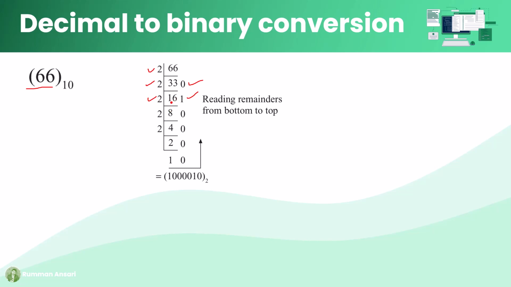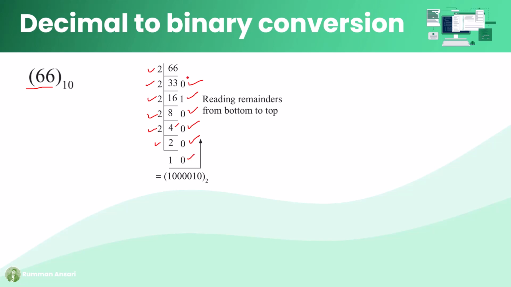So 16 divided by 2 is 8, and the remainder will be 0. Again we have to divide it by 2, then we will get 4, and again the remainder will be 0. Okay, now again we have to divide it by 2, so it will be 2 and the remainder will be 0. Again we have to divide it by 2, then the answer will be 1 and the remainder will be 0.